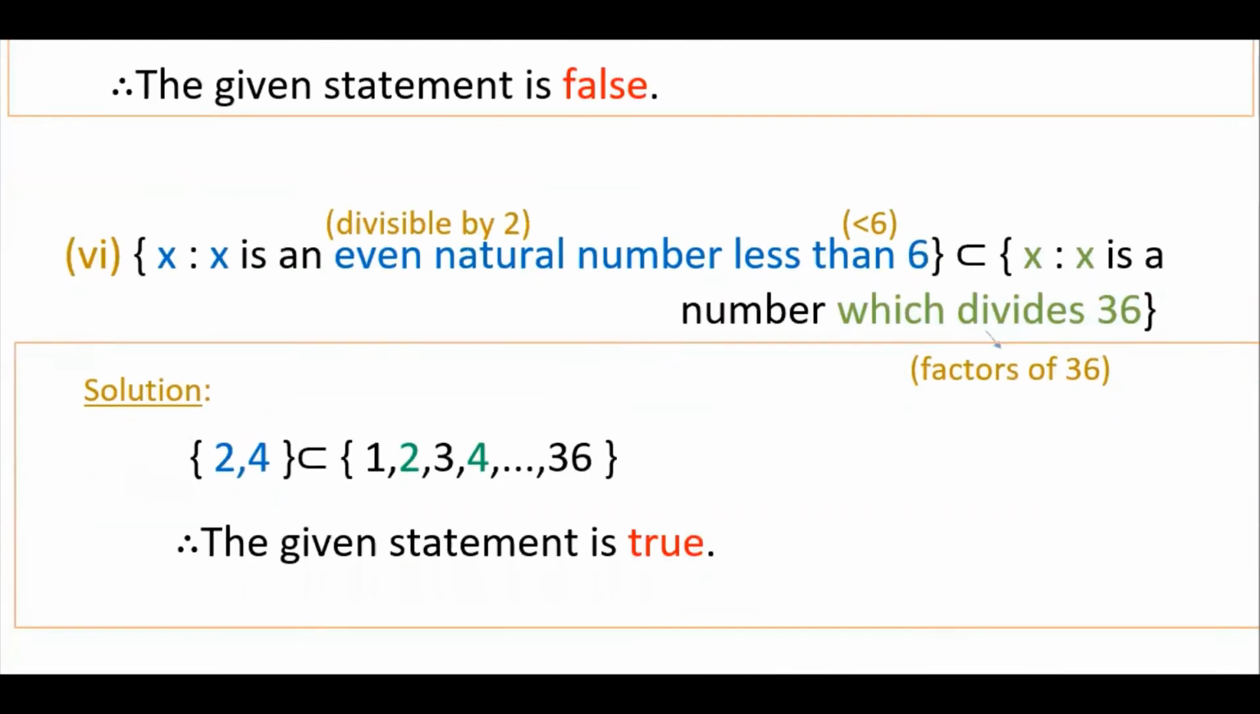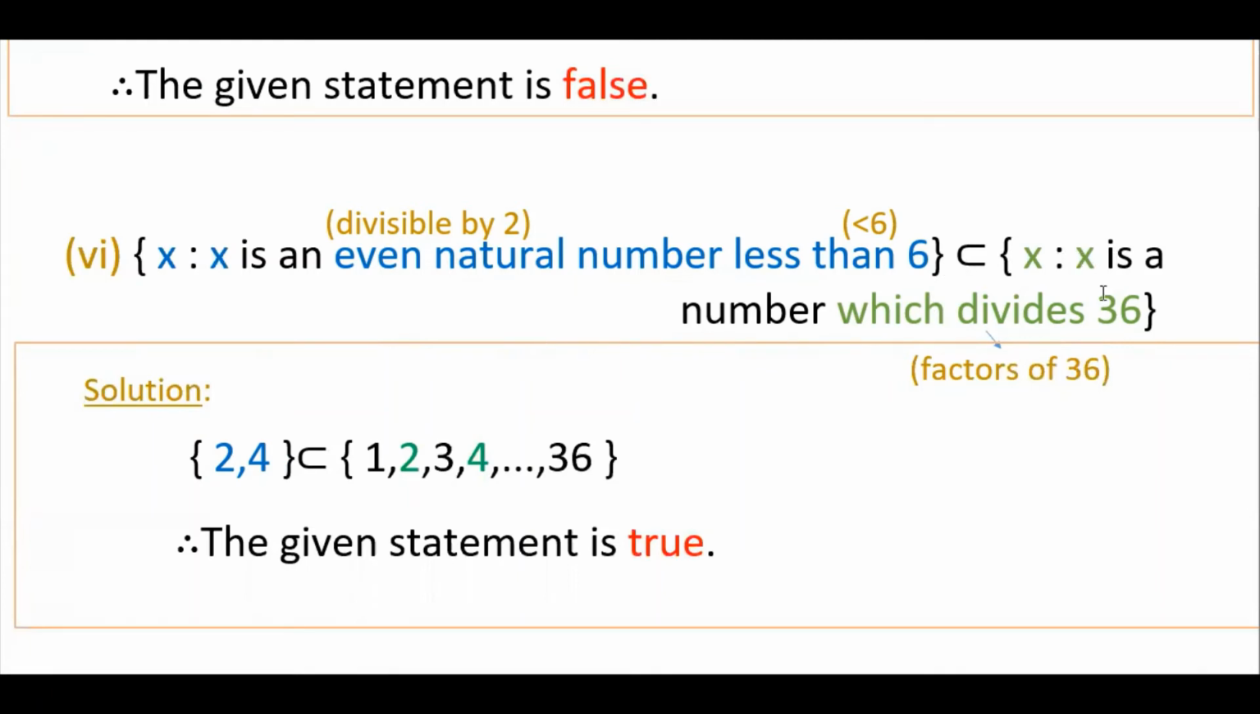And next one, X is an even natural number less than 6. This is in the first set. And it is a subset of the second set. That is, X is a number which divides 36. So first, even natural numbers less than 6. Natural numbers means 1, 2, 3, 4, all these numbers. And even natural numbers means divisible by 2. Those numbers which are divisible by 2 and less than 6 are 2, 4. So this is the first set.